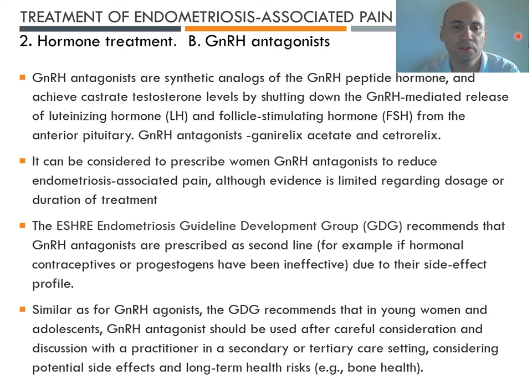The ESHRE Endometriosis Guideline Development Group recommends that gonadotropin-releasing hormone antagonists are prescribed as a second line, for example, if hormonal contraceptives or progestogens have been ineffective, due to their side effect profile. Similar to gonadotropin-releasing hormone agonists, the Guideline Development Group recommends that in young women and adolescents, gonadotropin-releasing hormone antagonists should be used after careful consideration and discussion with the practitioner in a secondary or tertiary care setting, considering potential side effects and the long-term health risks.